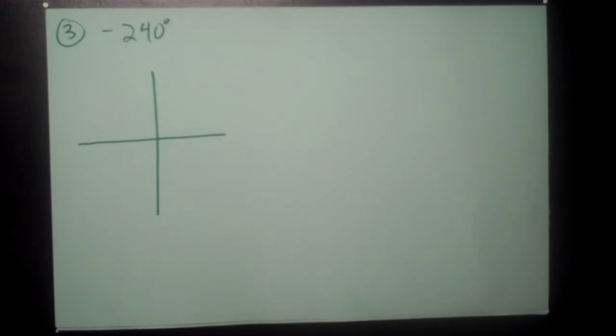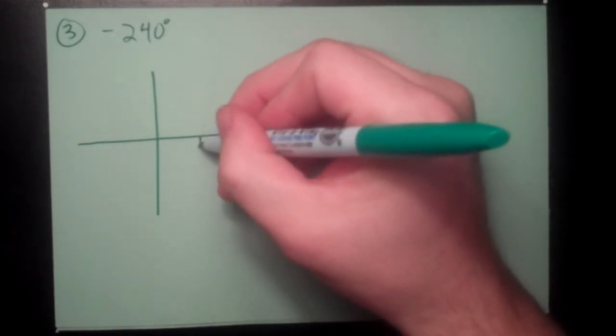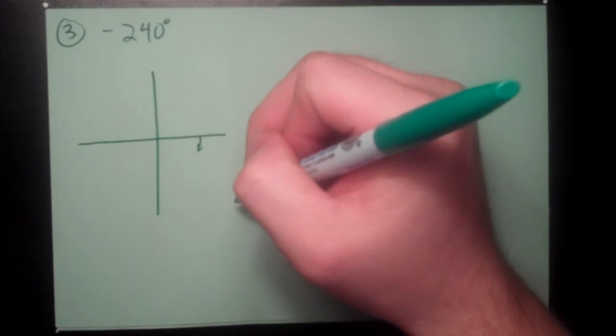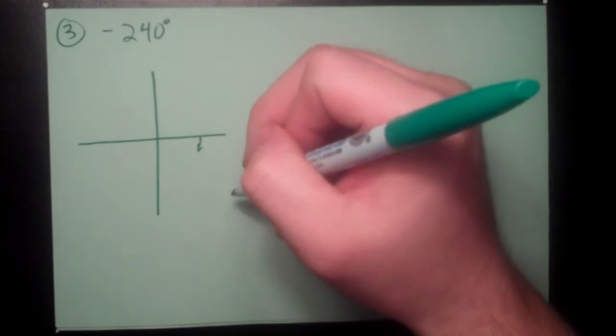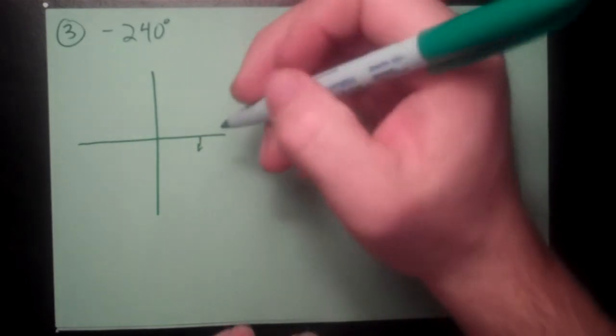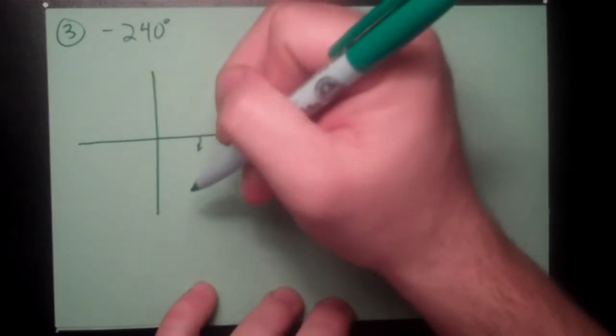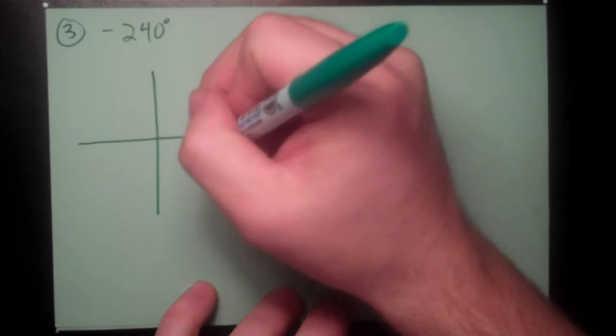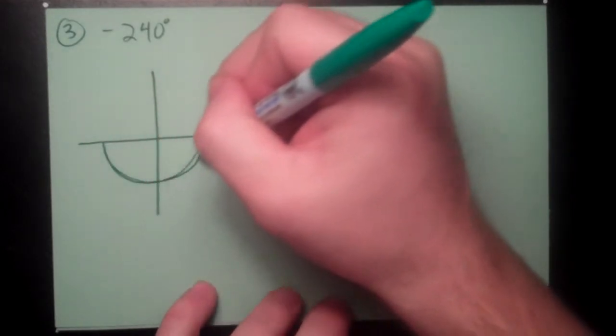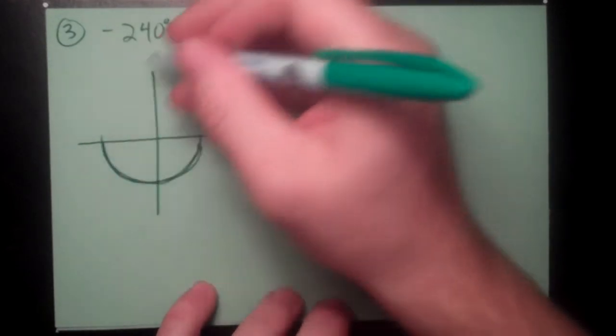So first of all, it's negative, so we know we're going to start measuring in this direction. That's the negative direction. And thinking about it in the positive direction might be helpful. You know, we know that this is 180. We know that this would be negative 180. Okay, so that's negative 180, which is not enough to get to 240.